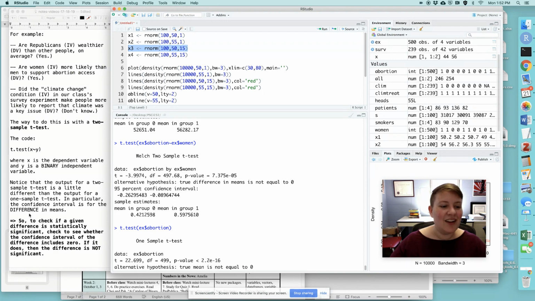I know, it's amazing. So, just to recap, one way to check if a given difference between two populations is statistically significant is to run that t-test and ask whether the confidence interval of the difference includes 0. And if it does, then the difference is not significant. If the confidence interval goes from -100 to +100, well then it seems unlikely that the true difference is necessarily more on one side than the other. So we don't reject the null in that case.